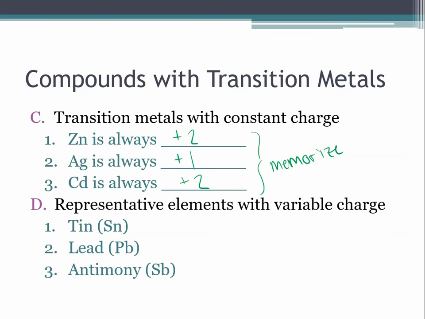So those are 3 transition metals that do not have variable charge. And on the flip side of that, we have 3 representative elements that do have variable charge. Tin, Sn, lead, Pb, and antimony, Sb, are technically representative elements, but they don't follow the charge at the top of the group. They have variable charge. It will change, so these will have Roman numerals.